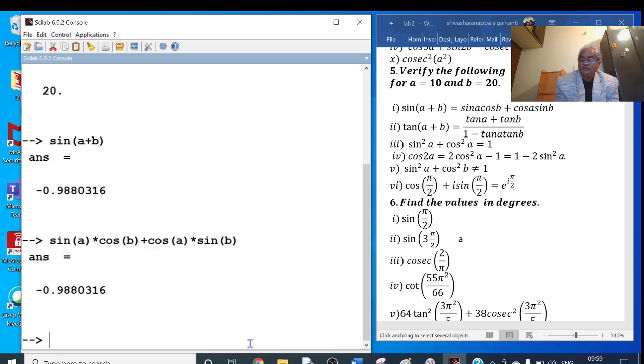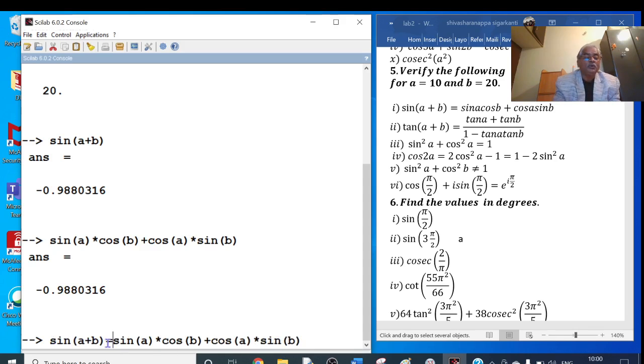What happens if I give it like this? Sin of a plus b equal. Here, while comparing two numbers in Scilab, we have to give double equal, because the equal sign we have given for the assignment statement. If I give just one equal sign here, what I am telling is to assign this value to sin of a plus b. There is no meaning in that, because sin is an inbuilt function, so we would be redefining sin of a plus b.